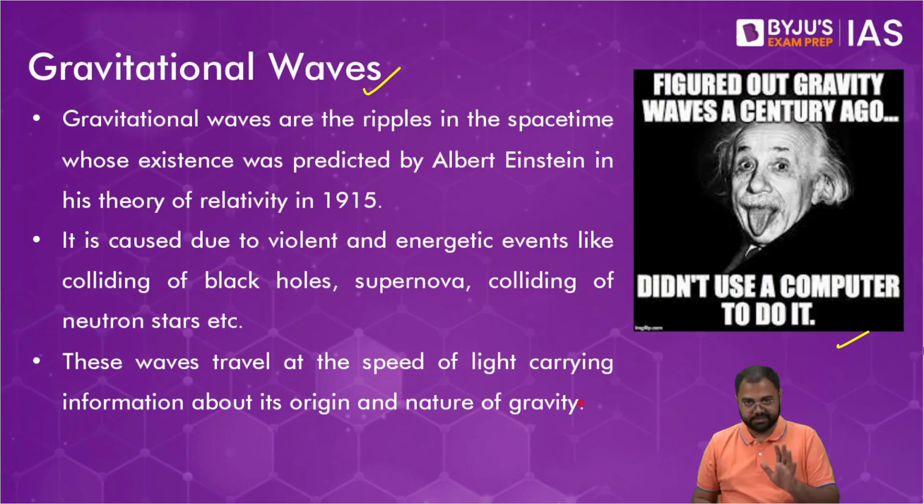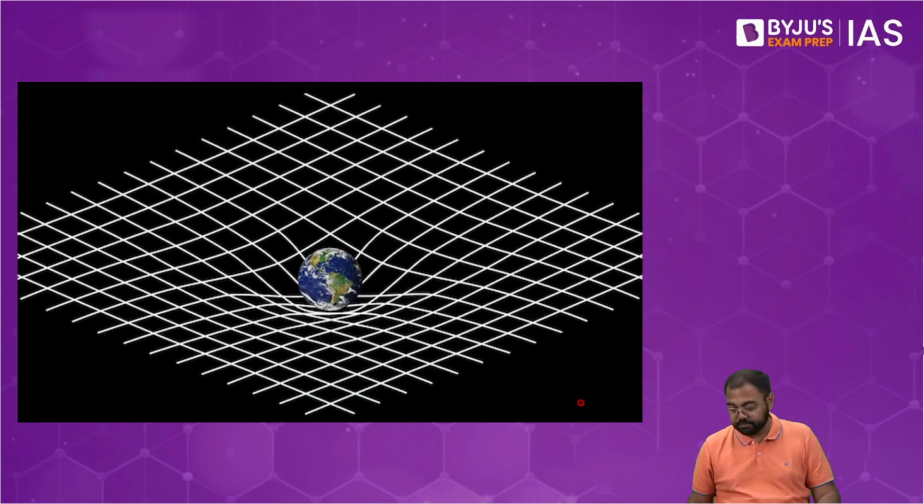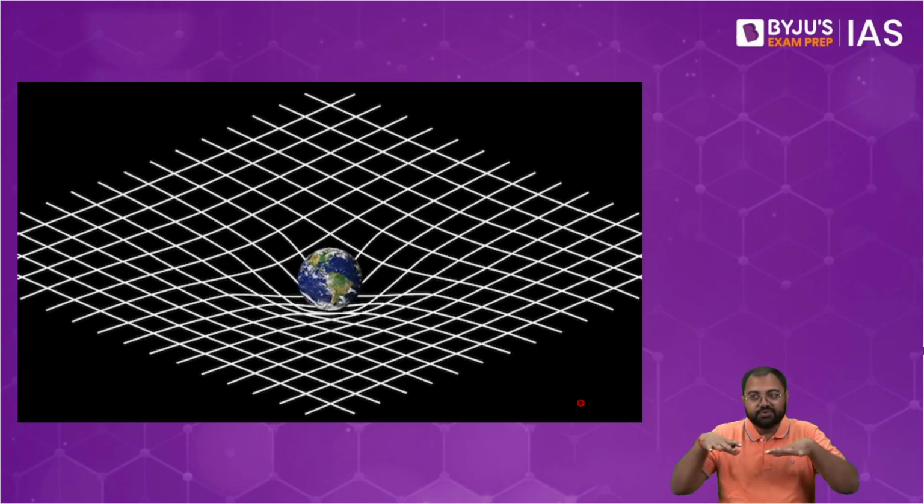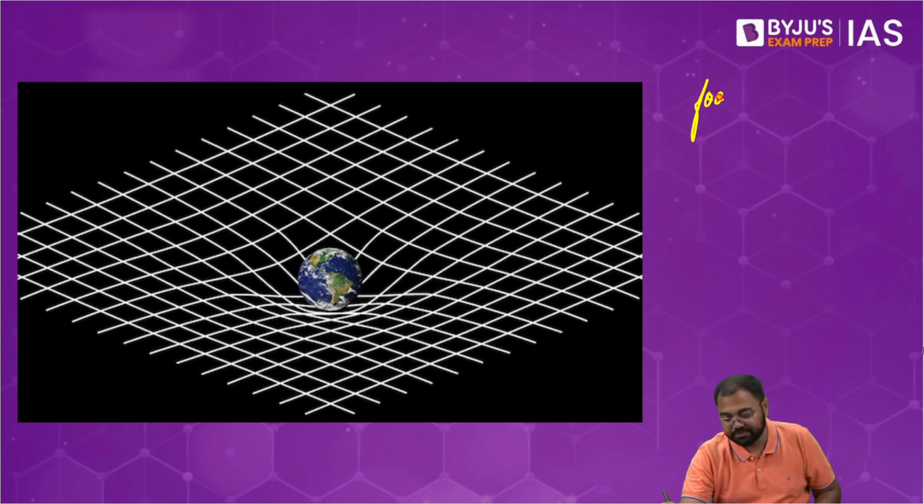So what is gravitational wave? Let's try to understand this. Gravitational waves are waves which are caused because of gravitational force in the entire universe. Now, how do we explain this? Look at this. When we think of the structure of space, we think of it like a net, like a mesh. Just imagine a football goalpost.